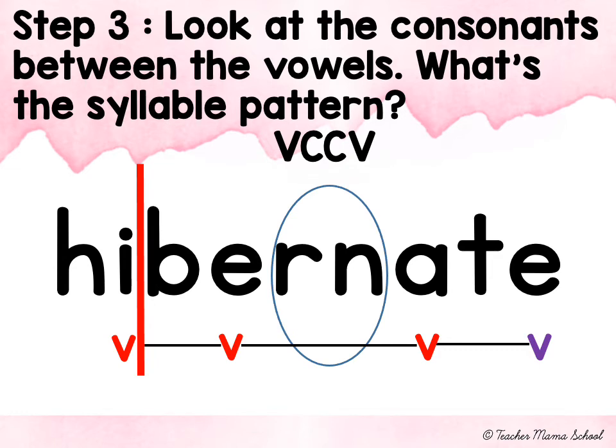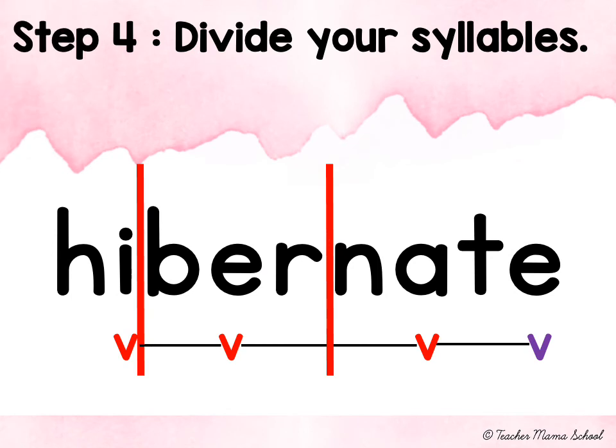Now we're going to go to the second and third vowels, and look between those 2. We have an R and an N. So thinking about that, what's the syllable pattern? Vowel, consonant, consonant, vowel. And so whenever we have that, 2 consonants in the center, we usually just split those. And so we're splitting the 2 consonants.